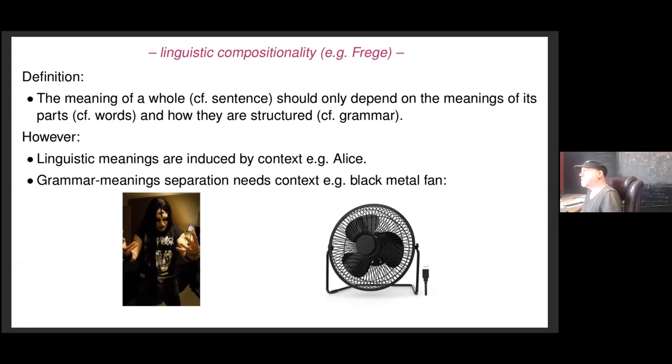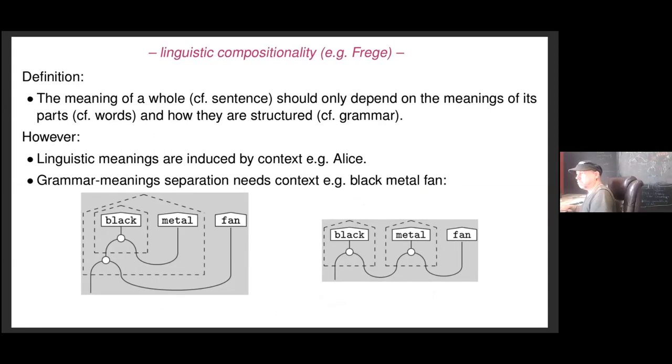Before we had this case of ambiguity of Alice, but here the ambiguity is much worse, because if I take black metal fan as in the left picture, or black metal fan as in the right picture, they're actually grammatically different. The grammar of these two expressions is not the same. I mean, you'll hear more about this tomorrow, but you can express grammar exactly in the same diagrams as I was using for quantum.